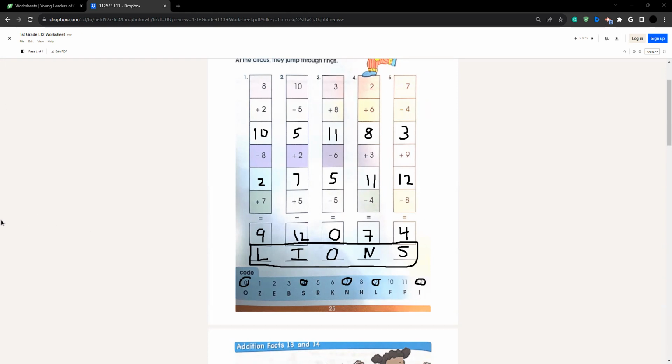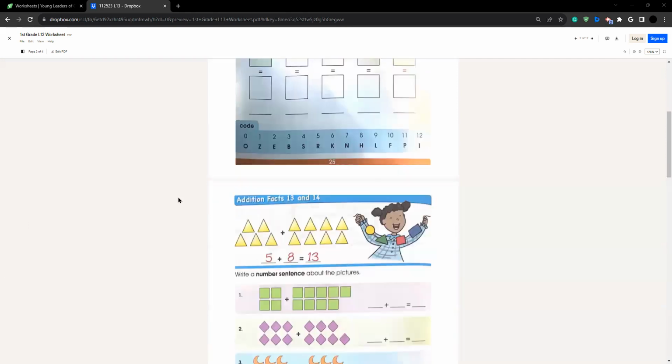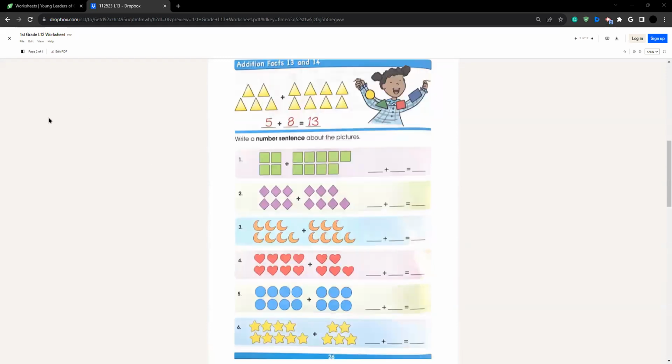Okay. Now we'll go to the next page. Let's go. Addition facts 13 and 14. 5 plus 8, in the picture it says 5 plus 8, and it says 13. We count 5 up here, and then 8 on the other side, and that's 13.